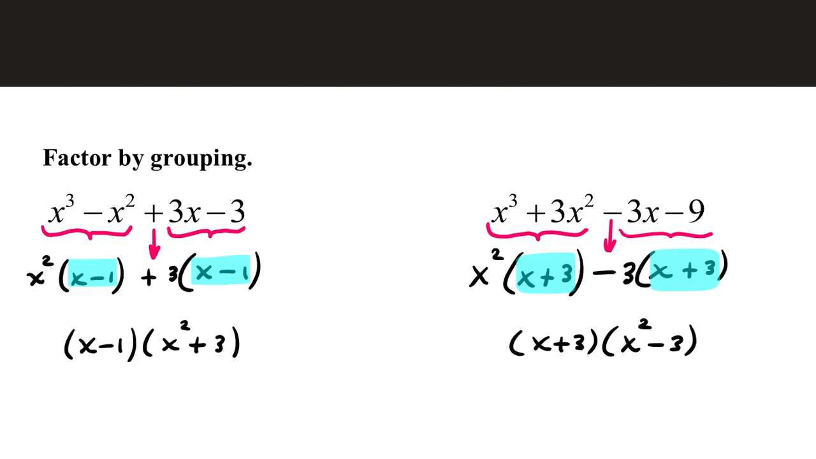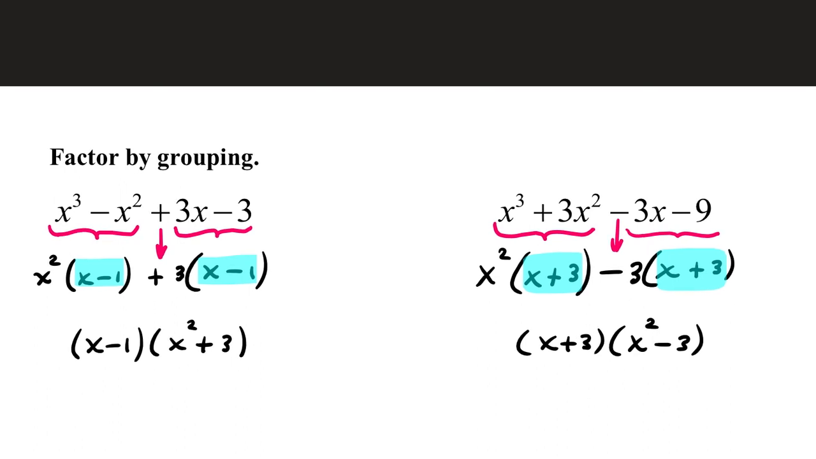Factor by grouping. When you have four terms that you're asked to factor, many times grouping is a technique that you can use. Let's look at the upper left example. We have x cubed minus x squared plus 3x minus 3. If we concentrate on the first two terms, both of these terms have an x squared in common. If we divide out an x squared from both terms, that will leave x minus 1.